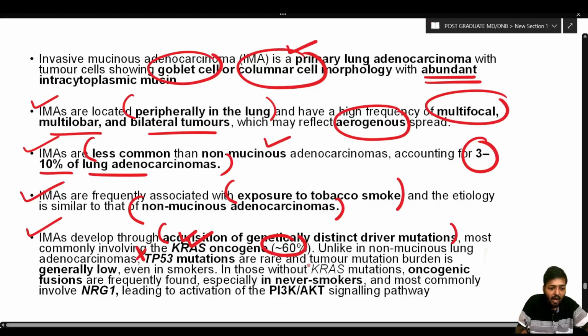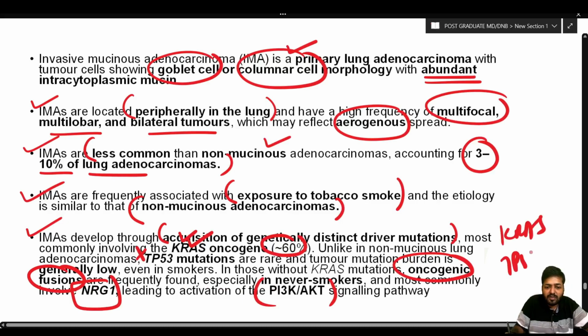Now, in those without KRAS mutation, oncogenic fusions are frequently found, especially in never smokers, and most commonly involve NRG1, leading to activation of the PI3K-AKT pathway. So, most commonly 60% KRAS is there. TP53, if you see, is rare, and oncogenic fusions involving NRG1 are very common in those that do not have KRAS or in never smokers.